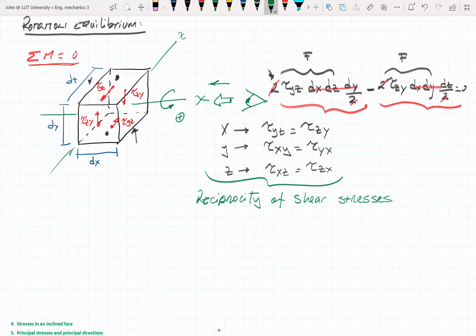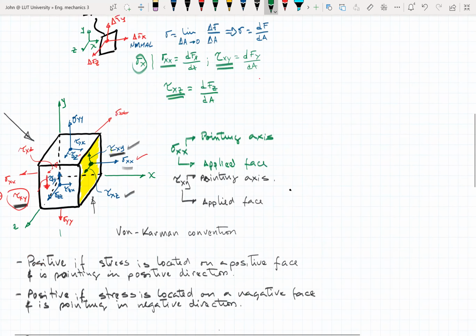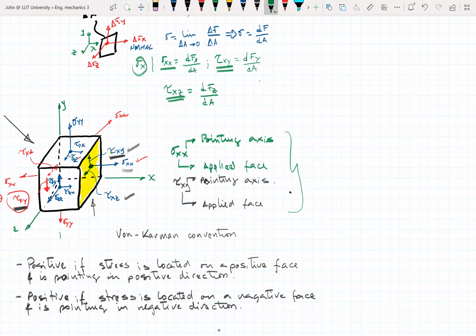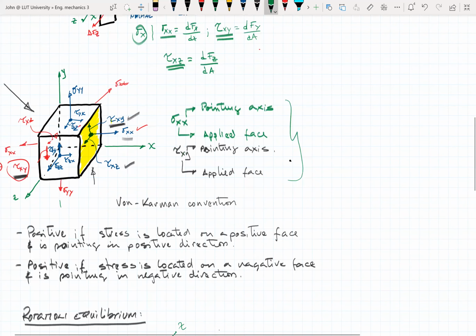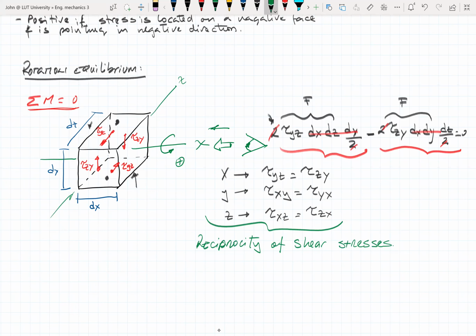Keep this in mind: whenever you see a term like tau yz, it is going to be equal to tau zy. However, it's important to keep in mind that the indices are very important to determine where that stress is applied, on which phase it is applied, and whether that stress is positive or negative. We are now saying that those stresses are the same, obviously, but we have to respect the writing nomenclature of this.